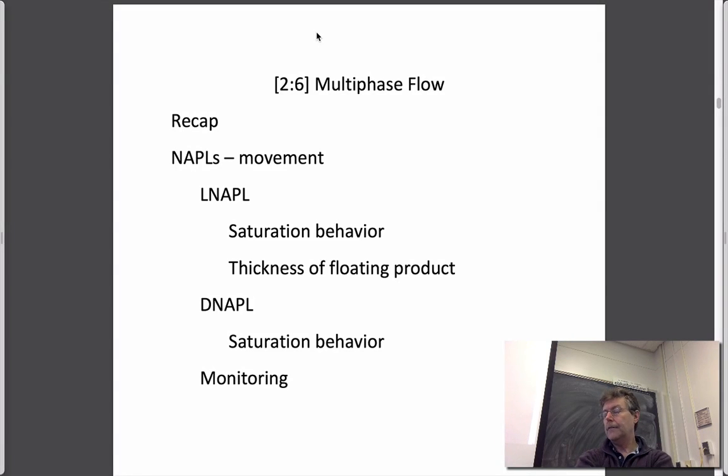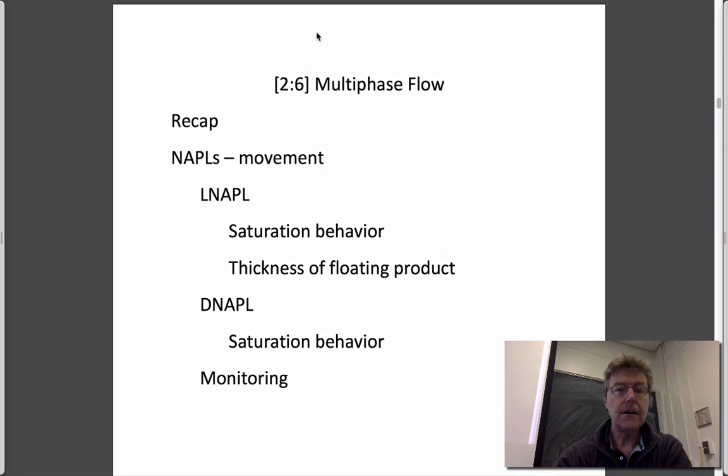You'll recall that we're talking about LNAPLs and DNAPLs, lighter than water non-aqueous fluids and denser than water non-aqueous fluids. Our interest so far has been to figure out exactly where they will get to in the first few months, what their distribution will look like, and what are the processes and parameters that control that distribution.